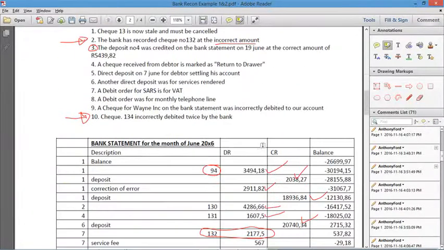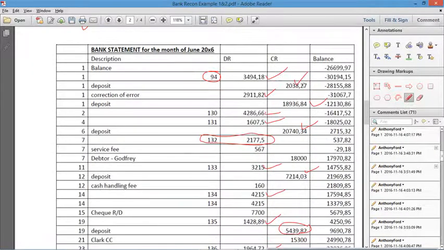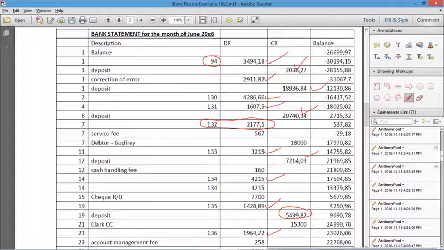Complete now. Yeah. Right, the last bit is to look at the information and the bank statement for the month. Okay, so if I look at the bank statement, have I ticked everything? Most things. No, I haven't ticked everything. What is this? Service fee. Have I ticked that? No. So what is that? That's an item appearing where? In the bank statement and not in our records.